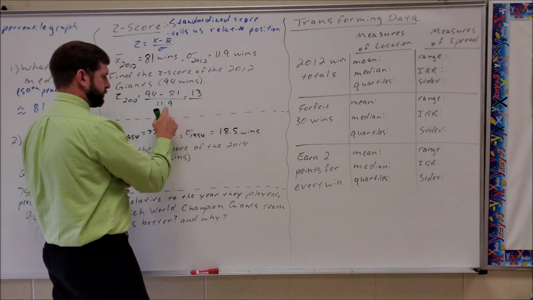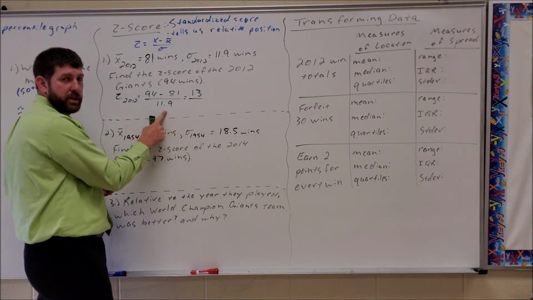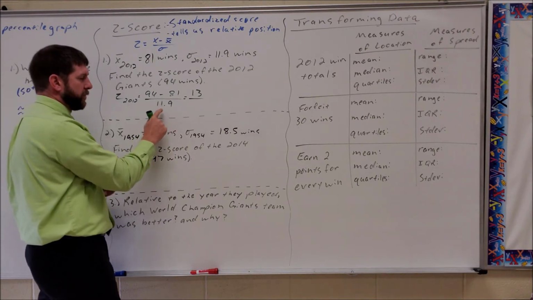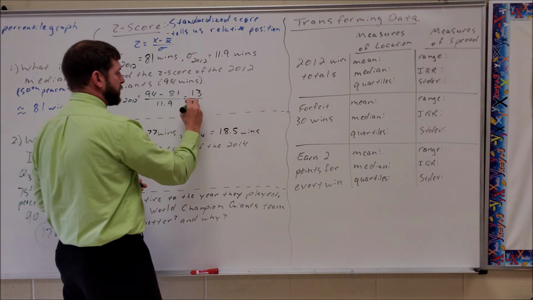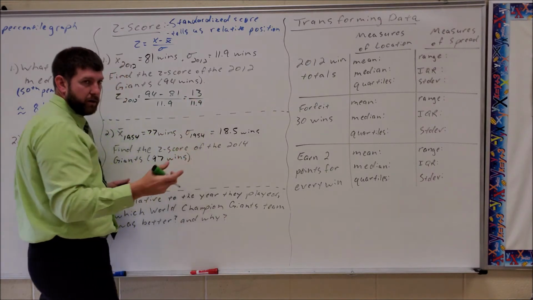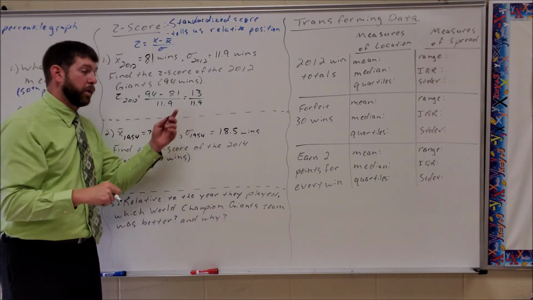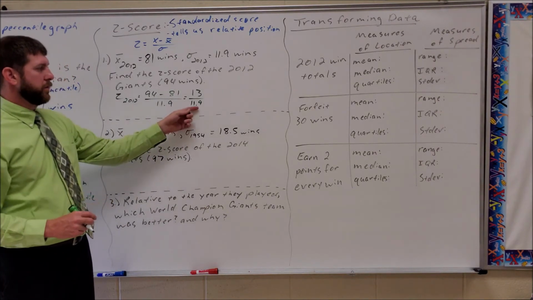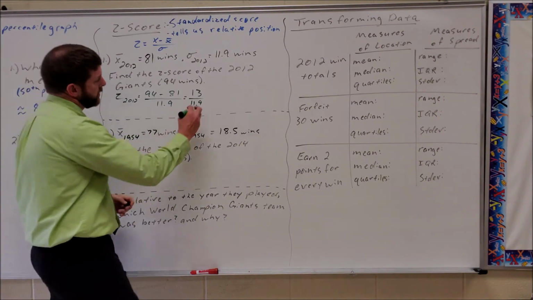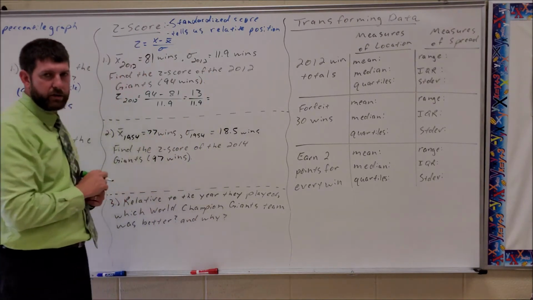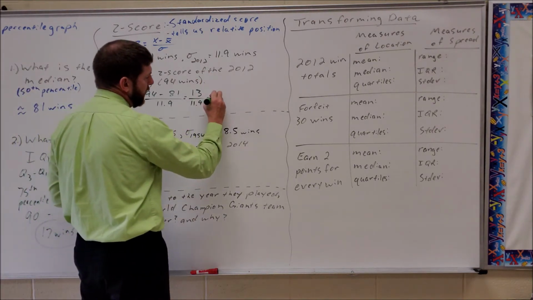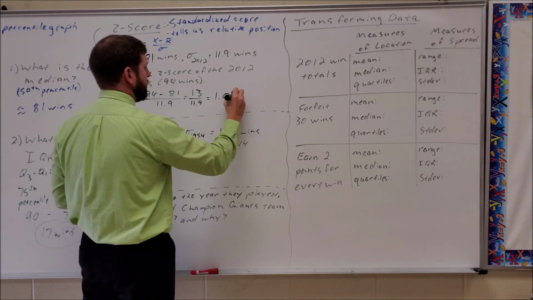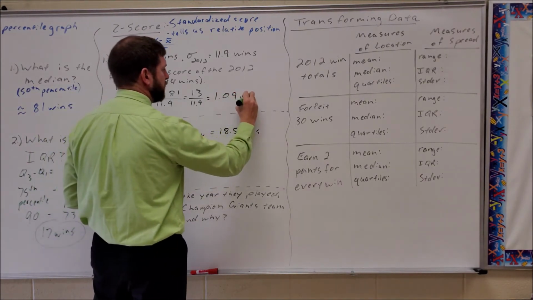But the average team, remember standard deviation is typical distance from the mean. The average team was either 11 or almost 12 wins above or below, right there. Okay, so they weren't much above average if we look at it. So if you throw that into the calculator, 13 divided by 11.9, you get 1.09 is what that comes out to be.